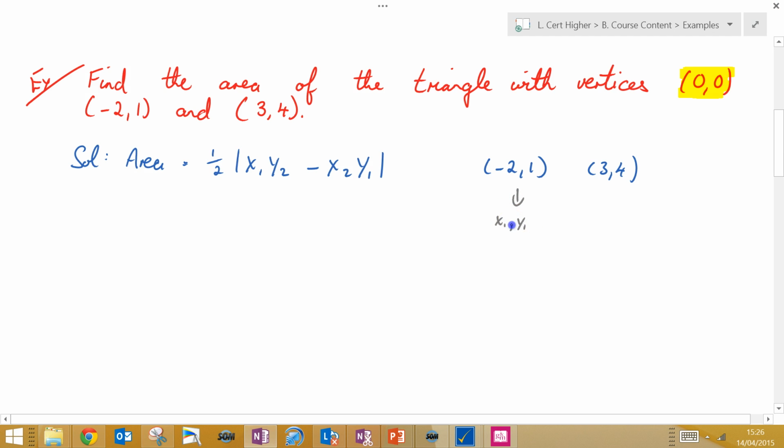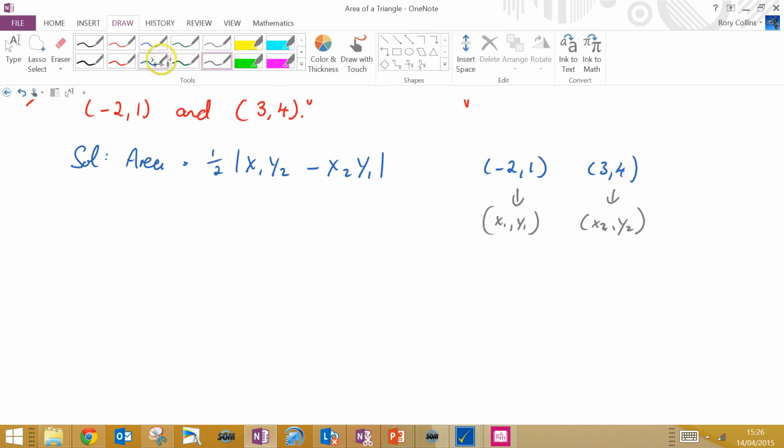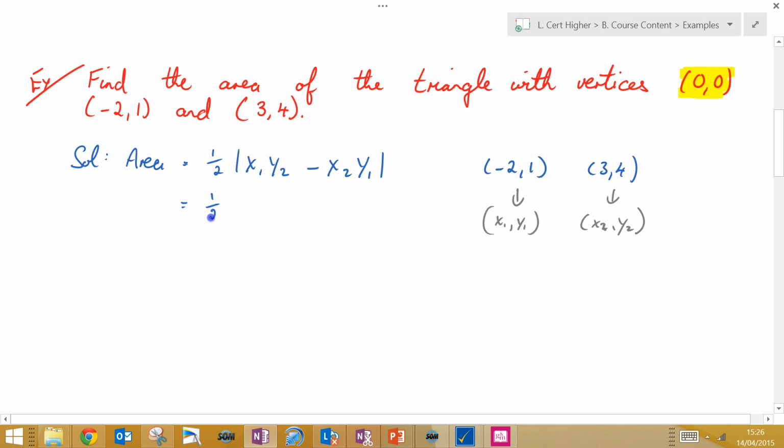These are x1, y1 and x2, y2. Filling our formula in, this gives us one half of x1, which is -2, by y2, which is 4, subtract x2, which is 3, by y1, which is 1. This gives us -2 by 4 is -8. Negative 3 by 1 is -3, which gives us a half of -11.